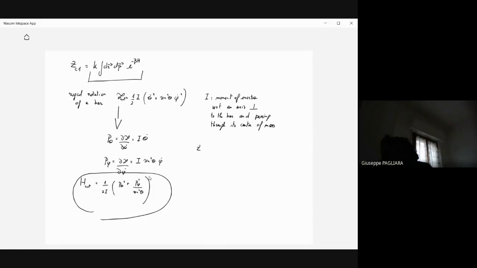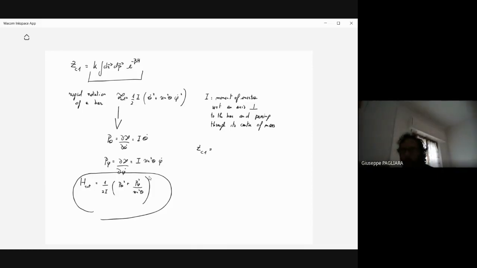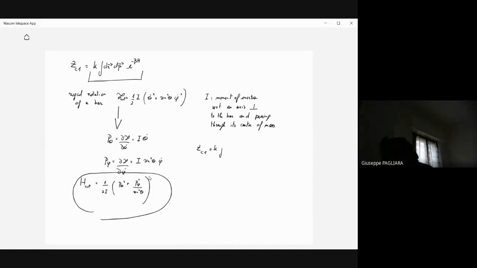Now, in the Z of C1, so the canonical partition function for one particle and the contribution associated with just rotation, we'll have, apart from some normalization constant that is not important at this level, to integrate over the coordinates, which in this case are d theta and d phi. Let me put d theta from 0 to pi, then d phi from 0 to 2 pi. Then I have the integral over dp theta from minus infinity to plus infinity, and the integral over dp phi from minus infinity to plus infinity of e to the minus beta H rot. Okay?